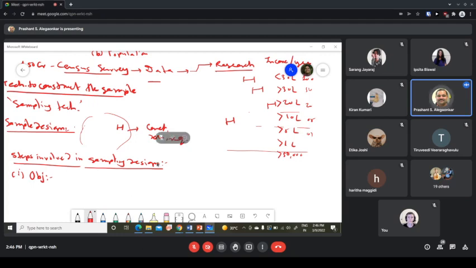So this is the first step of sample design: to define the objective in terms of its clarity, and the sponsors in terms of money, manpower, and time.